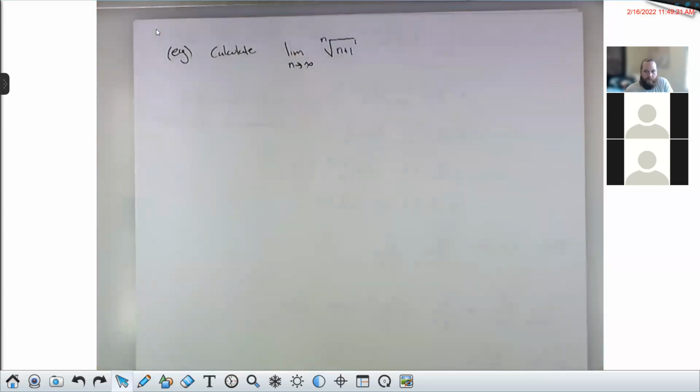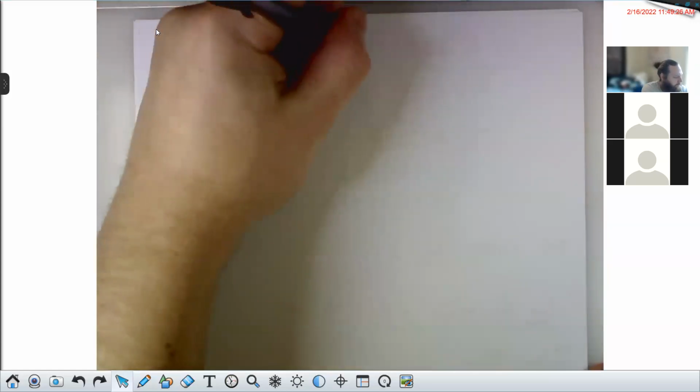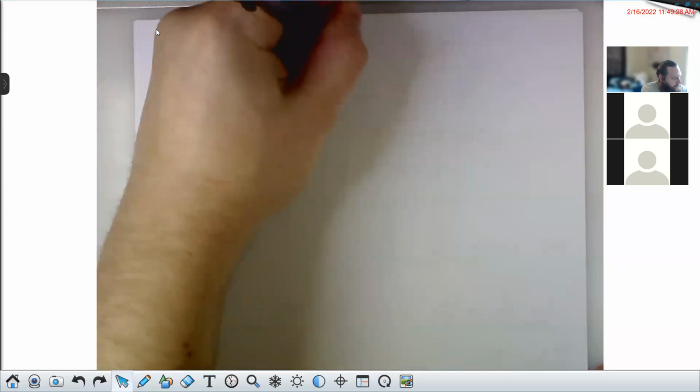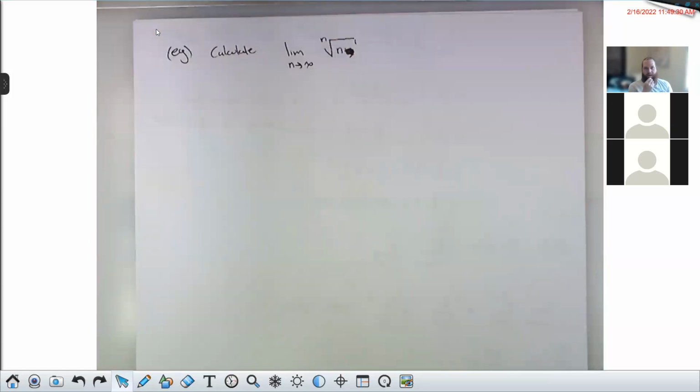I'd like to calculate the limit as n goes to infinity of, in fact, let me get rid of the plus one. Let me make this as simple as possible. Just the nth root of n.